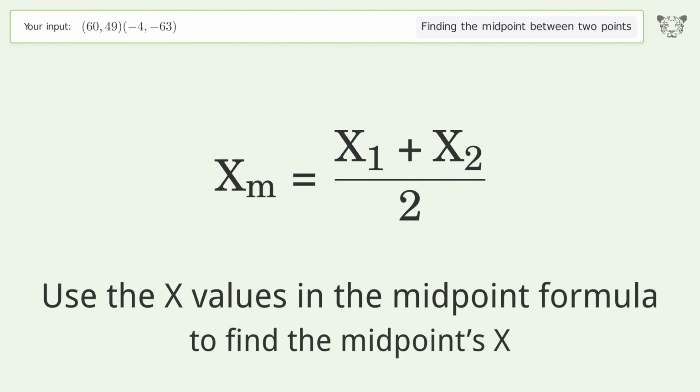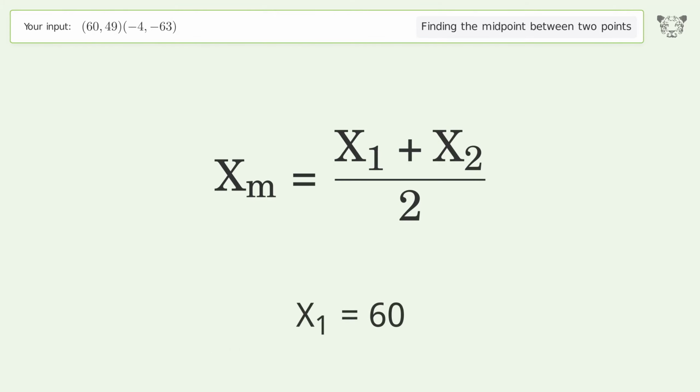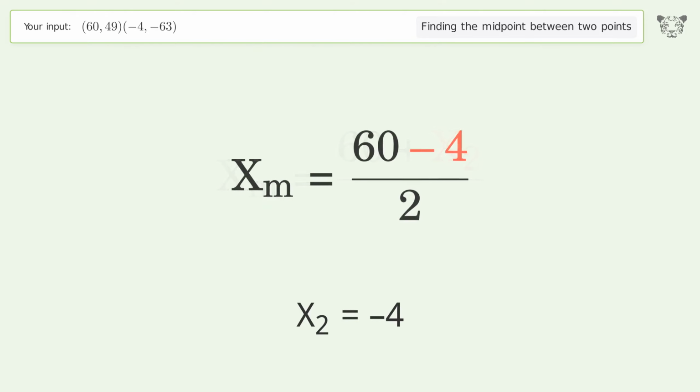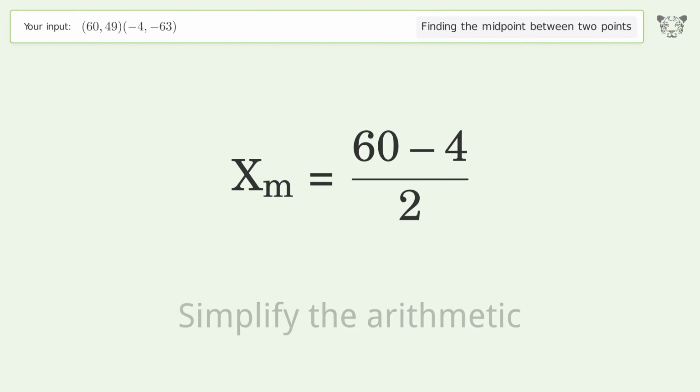Use the x values in the midpoint formula to find the midpoint's x. x1 equals 60. x2 equals -4. Simplify the arithmetic.